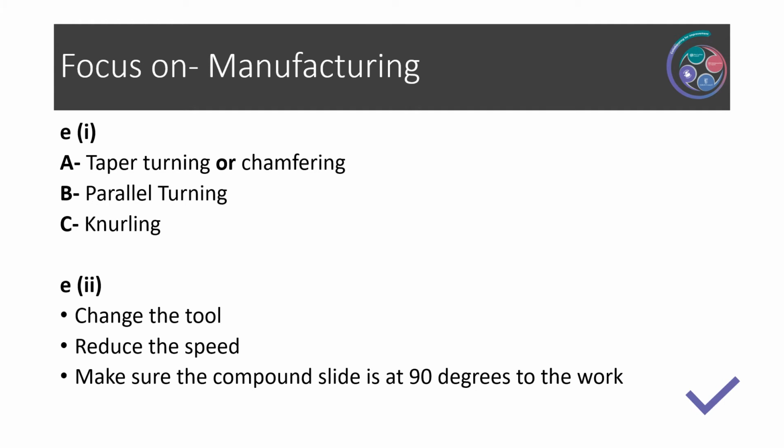Feature A is taper turning or chamfering. In this instance, I would err towards the side of taper turning because more material has been removed. Feature B shows parallel turning and feature C shows knurling. The second part of that question, 2 things you'd have to do would be you need to change the tool and you need to reduce the speed because knurling needs to be done on a slow speed. You may also have to make sure the compound slide is at 90 degrees to the work depending on the process that you did prior to doing this.